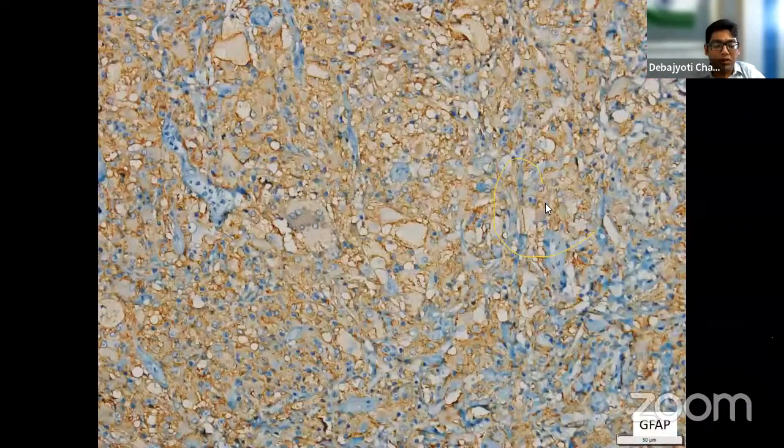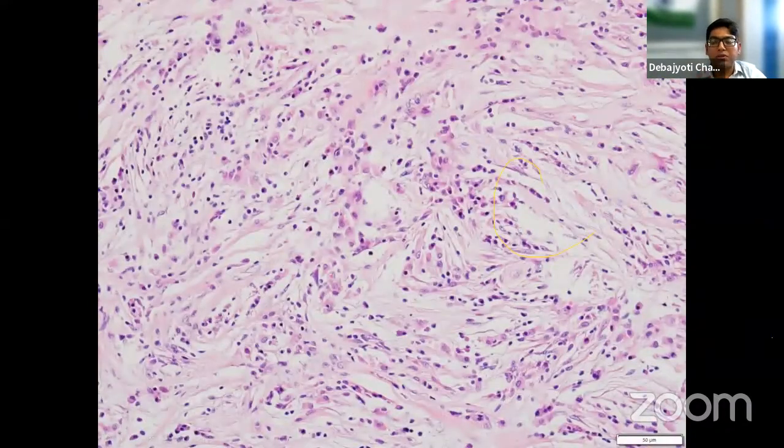So based on these, the possibility considered would be an inflammatory lesion. It could be an IgG4 related pachymeningitis, the hypertrophic type, or Rosai-Dorfman disease, or a clear cell meningioma was also considered. So EMA was performed, which was negative.